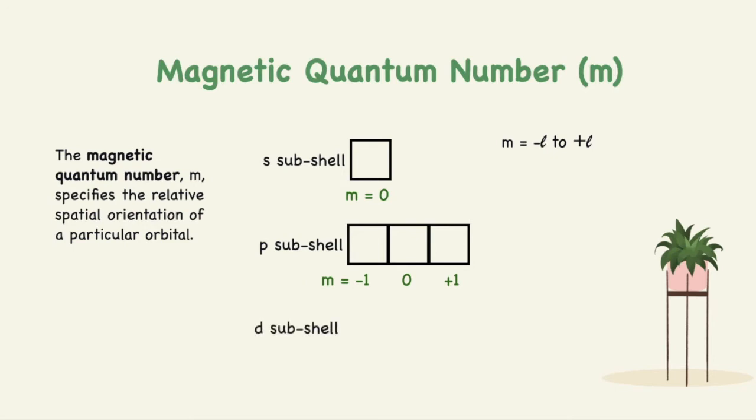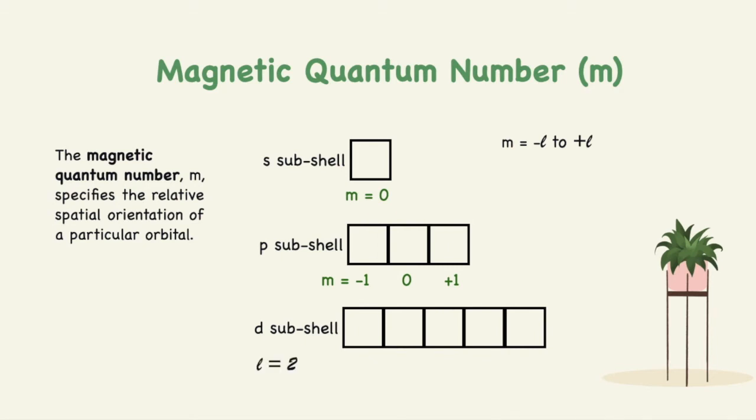And the next, the d subshell contains 5 orbitals, so it will be from -2 to +2.